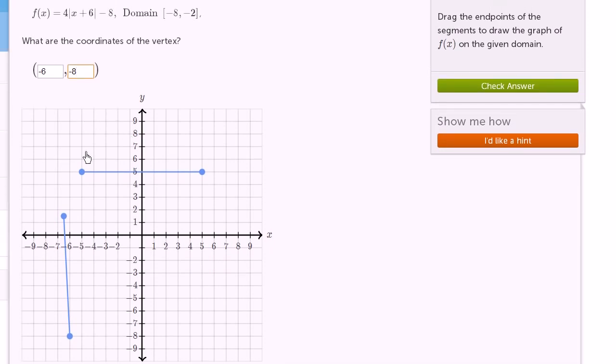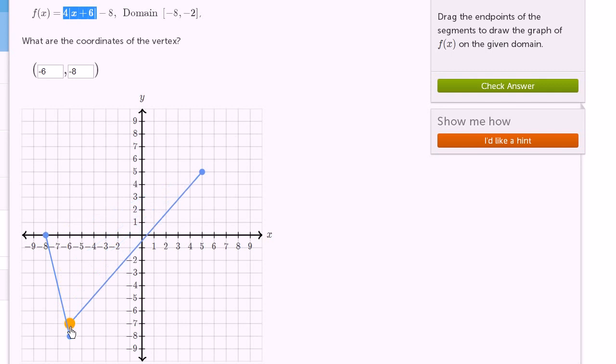And let's just think about what it does at the boundaries. On either side, it's going to be a line. So when x is negative 8, what is f of x? Negative 8 plus 6 is negative 2. Take the absolute value of that. That is going to be 2 times 4 is 8, minus 8 is 0. So you have the point negative 8, comma 0.